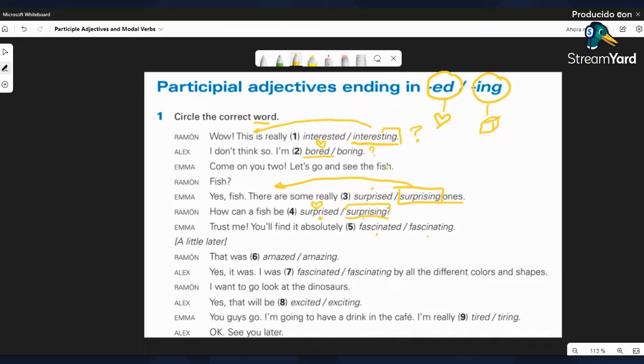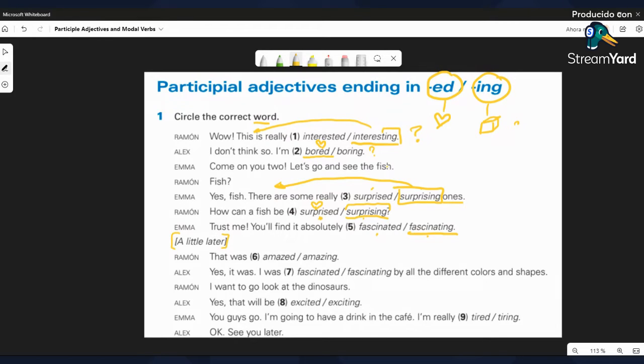Exactly. That's right. It's fascinating. That is the correct answer. Fascinating is with ing. Yes, trust me, you will find it absolutely fascinating. Yes, we're talking about the fish. Now it says here, a little later, let's suppose these three people are already in the place. I'm sorry, they are coming back from the fishing. Yes, they were doing some fish.